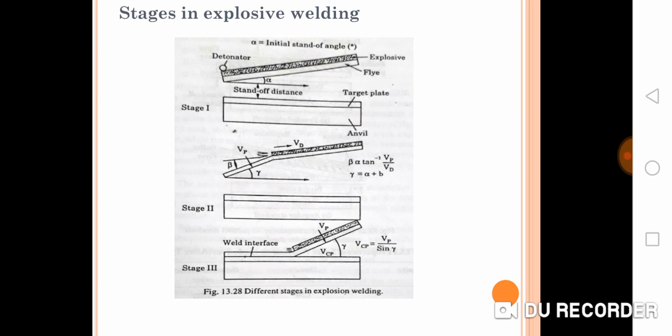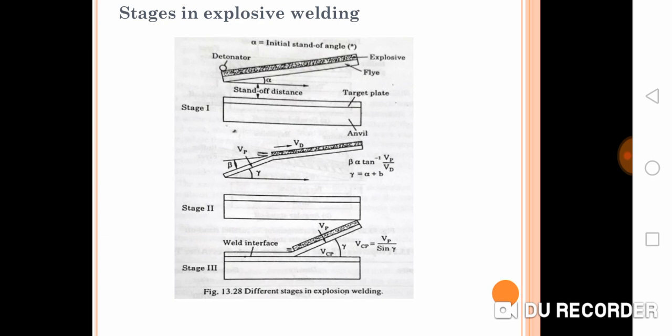Now these are the different stages in explosive welding. You can clearly distinguish three stages: stage 1, stage 2 and stage 3. Stage 1 is the basic setup for the explosive welding process. The target plate is kept on the anvil, then the standoff is maintained, and here you can see an angular standoff is maintained. Then in stage 2 you can see the detonation happens. From one end the detonation happens, that means the explosive is getting detonated. In very basic terms, the explosive is getting ignited, with the velocity Vd, that means the detonation velocity.